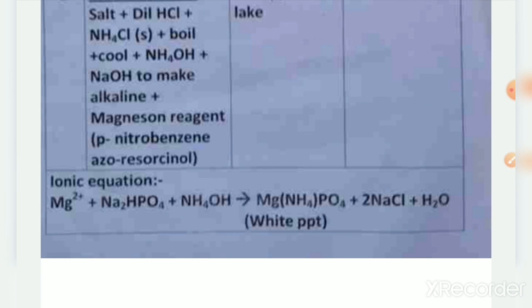So I hope that it will be very beneficial for you, and I am also going to share some viva questions. So you have to read the viva questions and their answers, and I am going to finish this test. So please learn carefully.